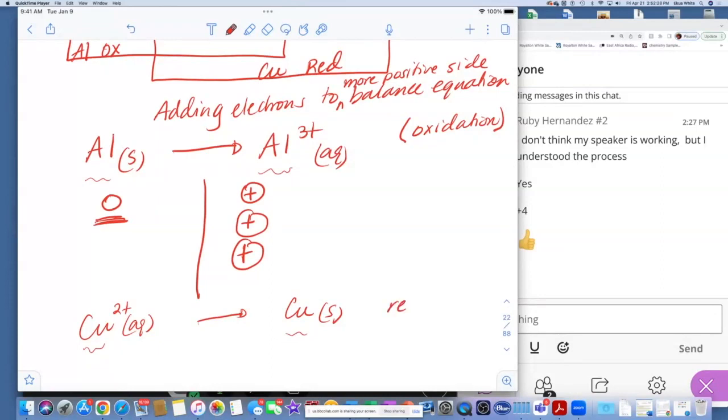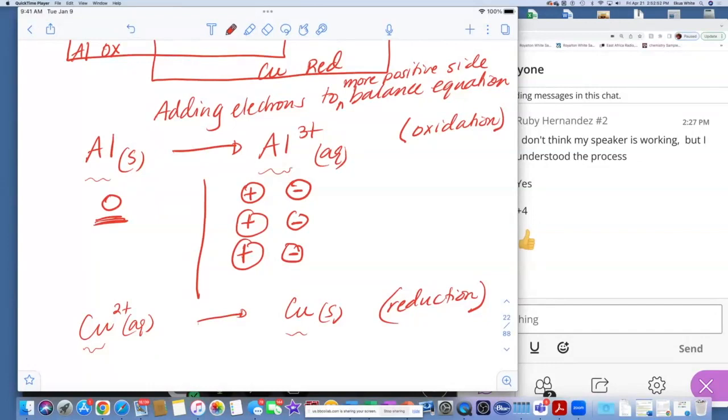This other one here is going to be the reduction. One of the definitions of reduction is you have electrons on the reactant side. But just to make sure you understand this, we add electrons to the relatively more positive side. So I'm going to add an electron here, an electron here, an electron here to neutralize the right side to make it match the left side.